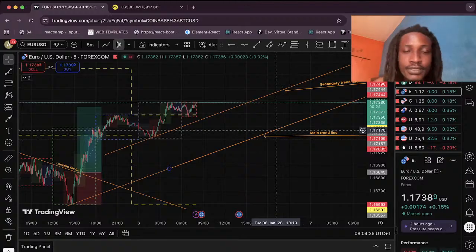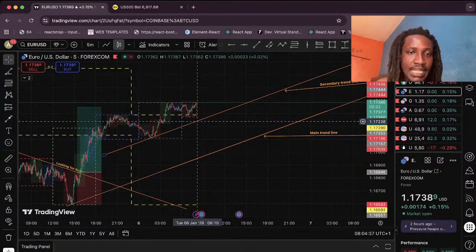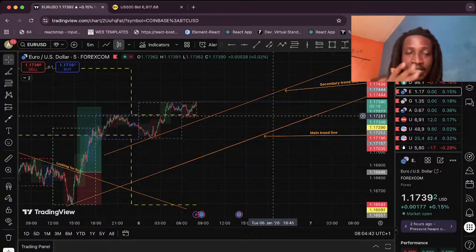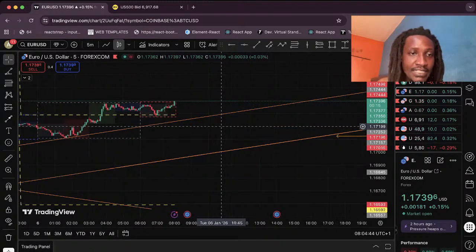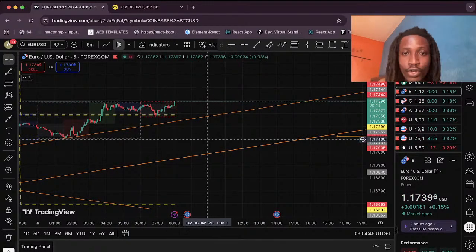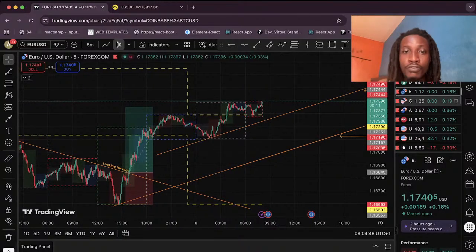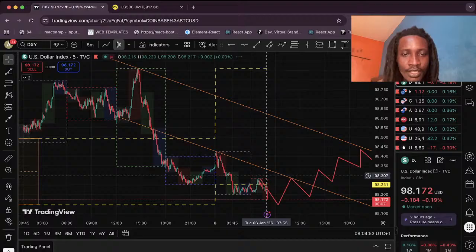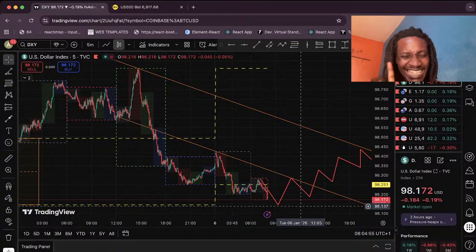But we'll see what's going to happen, at least for now. I like what I'm seeing. We just have to pay attention and see what price is going to do. I like the fact that price is trading up. That's exactly what we want. If you go to DXY, of course, it means that our expectation there is being met. You see how price is going down. Exactly what we want.